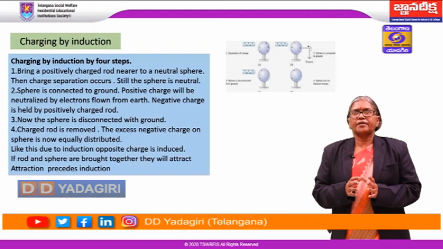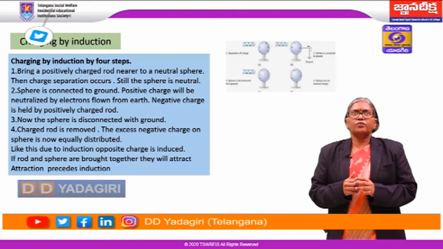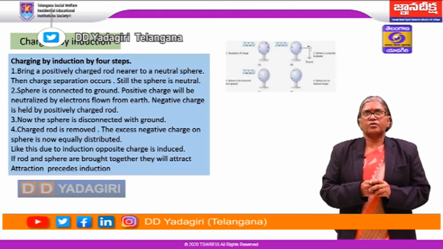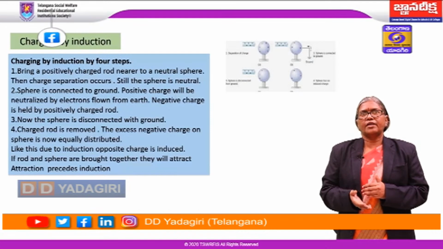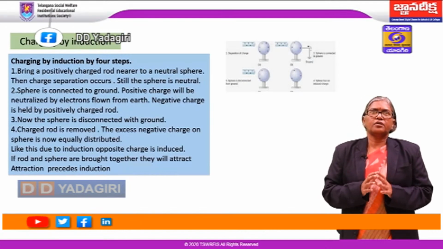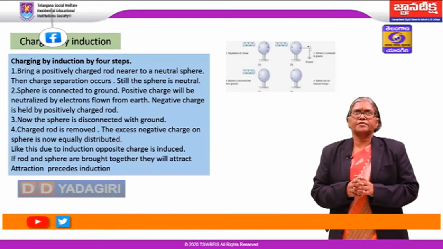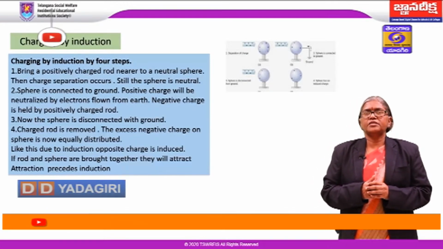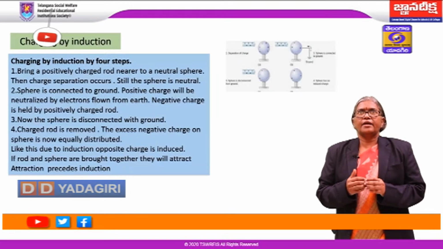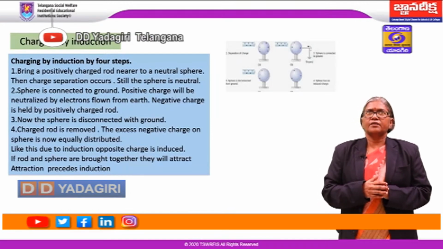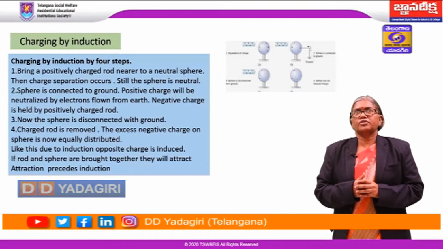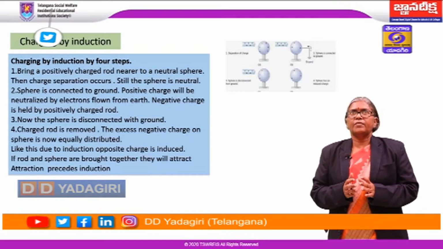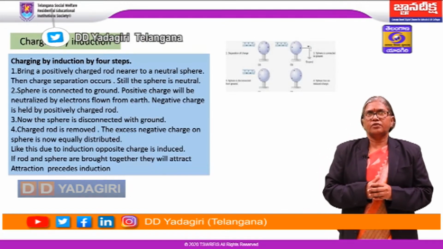Now the sphere is connected to the ground. We know that earth is a reservoir of charges. That is, whether charges move into the earth or are taken from the earth, its net charge does not change. Now what happens? Positive charge on the sphere is neutralized as electrons flow from the earth, whereas negative charge on the sphere is held by the positively charged rod.